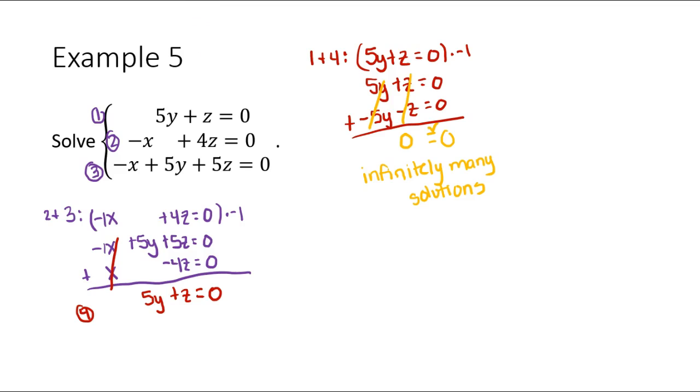And one way we can write this is we can put it in set builder notation, and it would look like this. We want the set of x, y, and z such that negative x plus 5y plus 5z is equal to 0. That's another way to write the solution set for this system.